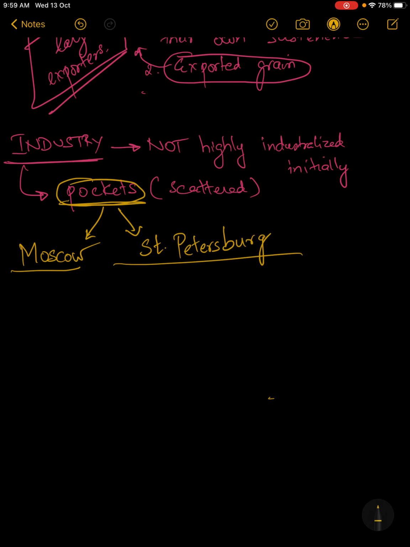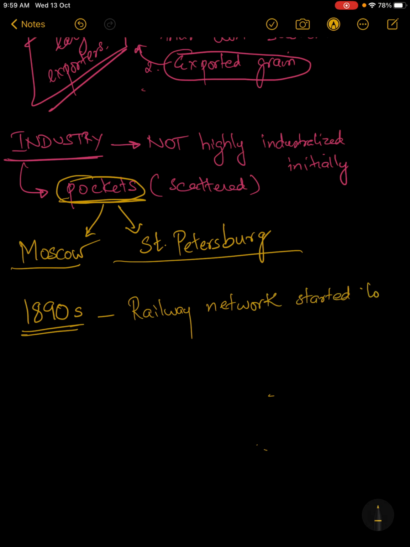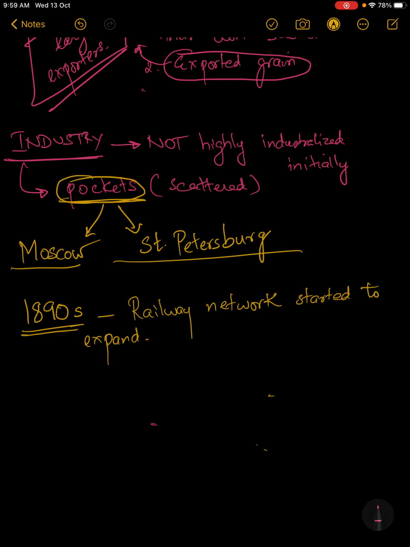Initially the industry was not highly developed, but then something started to change from the 1890s. There's no need to learn the precise date over here. What started happening from the 1890s was that Russia's railway network started to expand. Are you understanding what is happening now? Now the railway is going to expand. So think a little logically. It will be easier to set up industries.